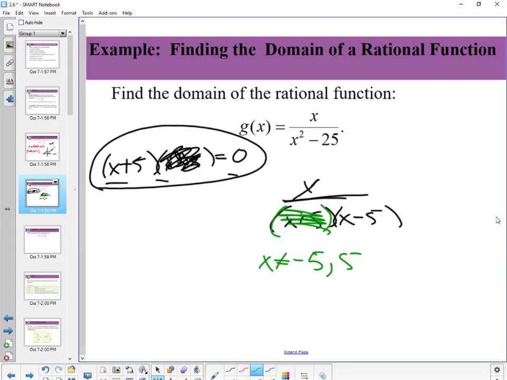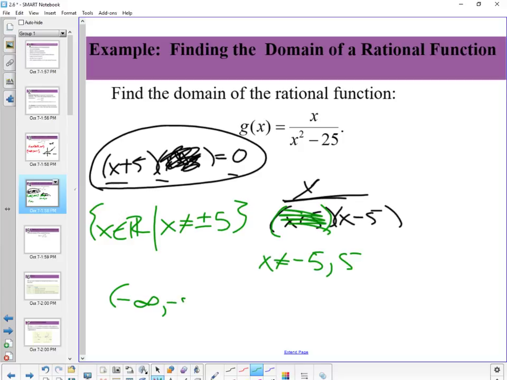So if you want to write this as a domain, I would just go with the easy one: x is an element of all reals except x cannot equal plus or minus 5. If you wanted to do it as an interval, you would say negative infinity all the way to negative 5, union, negative 5 to positive 5, union, 5 to positive infinity.